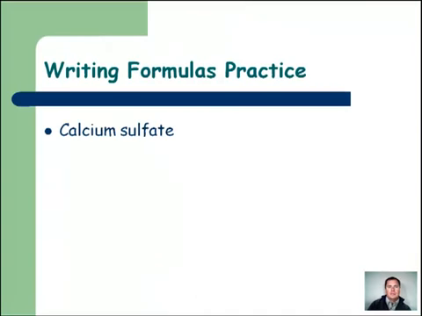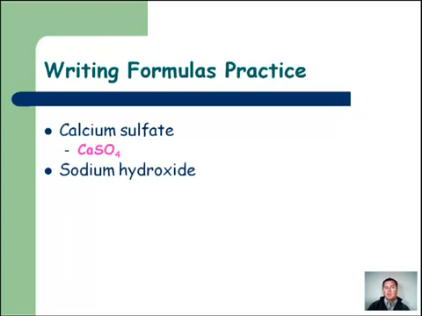First one, calcium sulfate. Calcium is a +2 charge, sulfate is a -2. When you crisscross, the 2's cancel each other out, and we're left with CaSO4. How about this one, sodium hydroxide? Sodium, Na, is a +1, hydroxide is a -1, so when you crisscross, the 1's cancel.